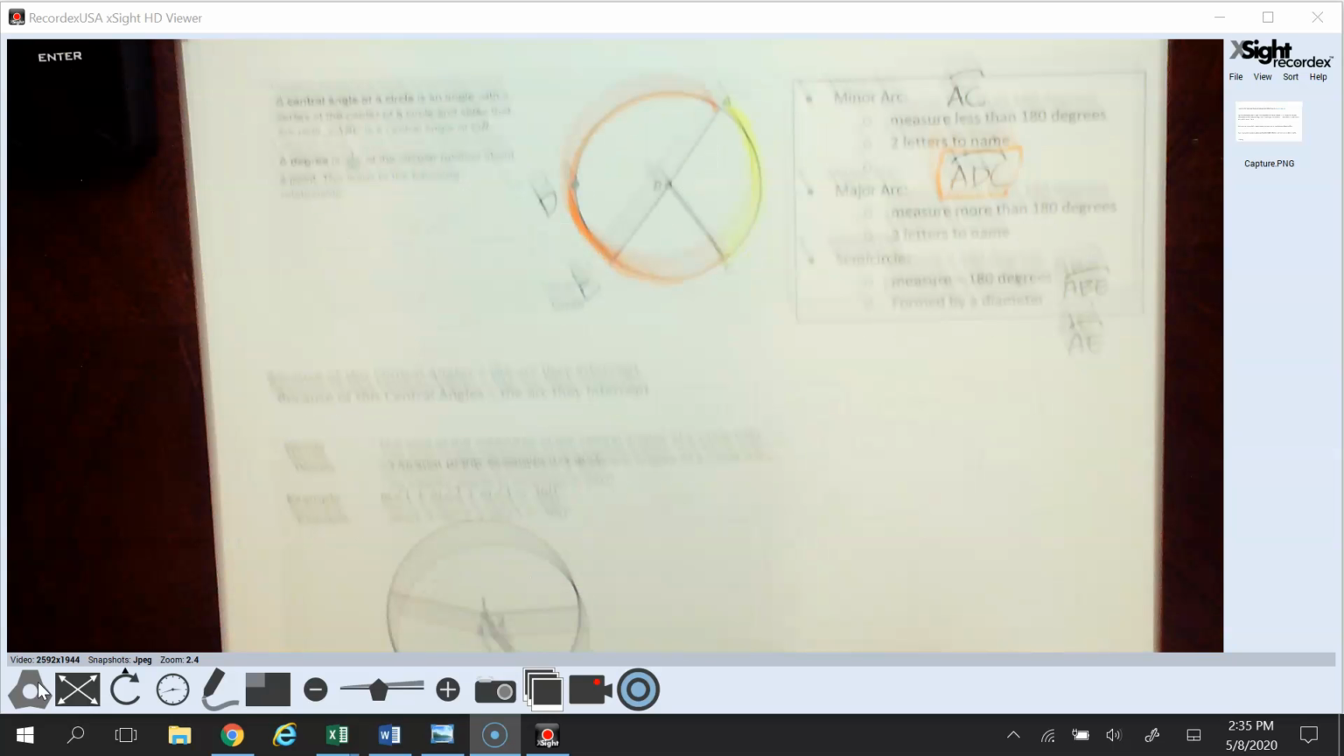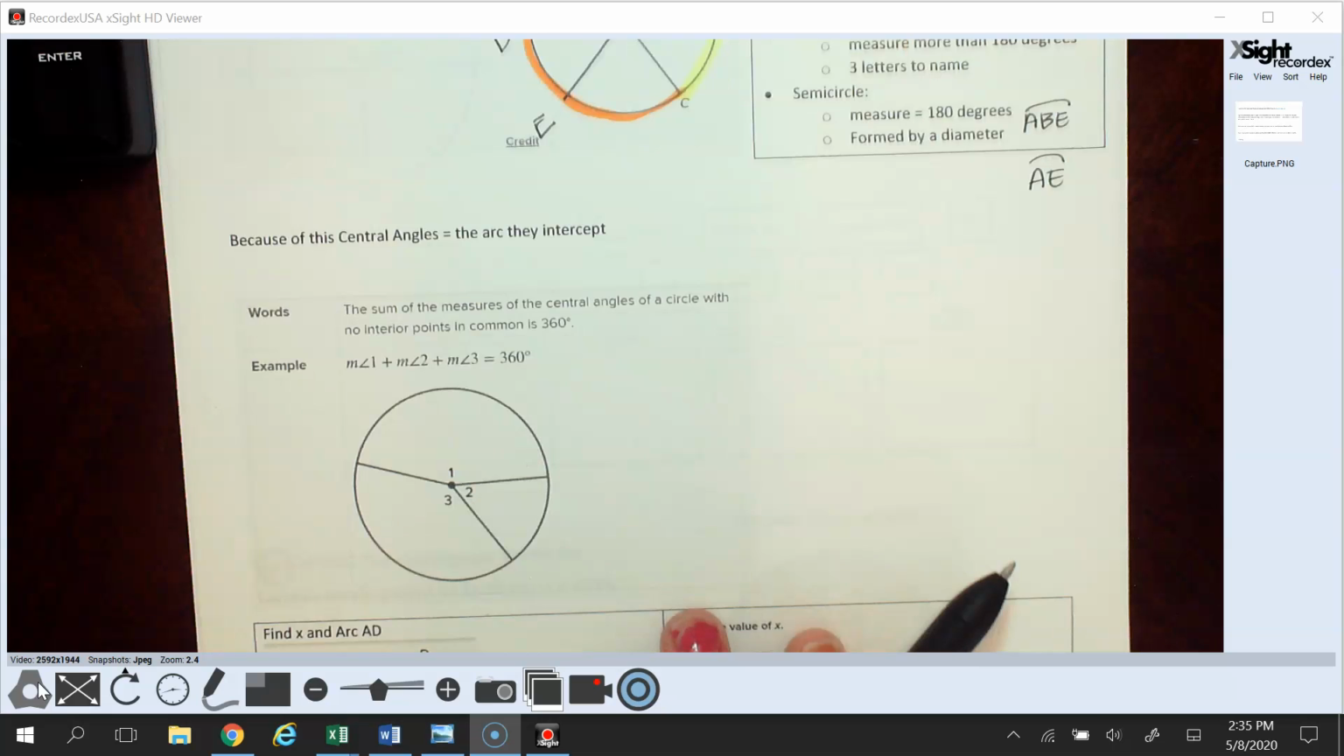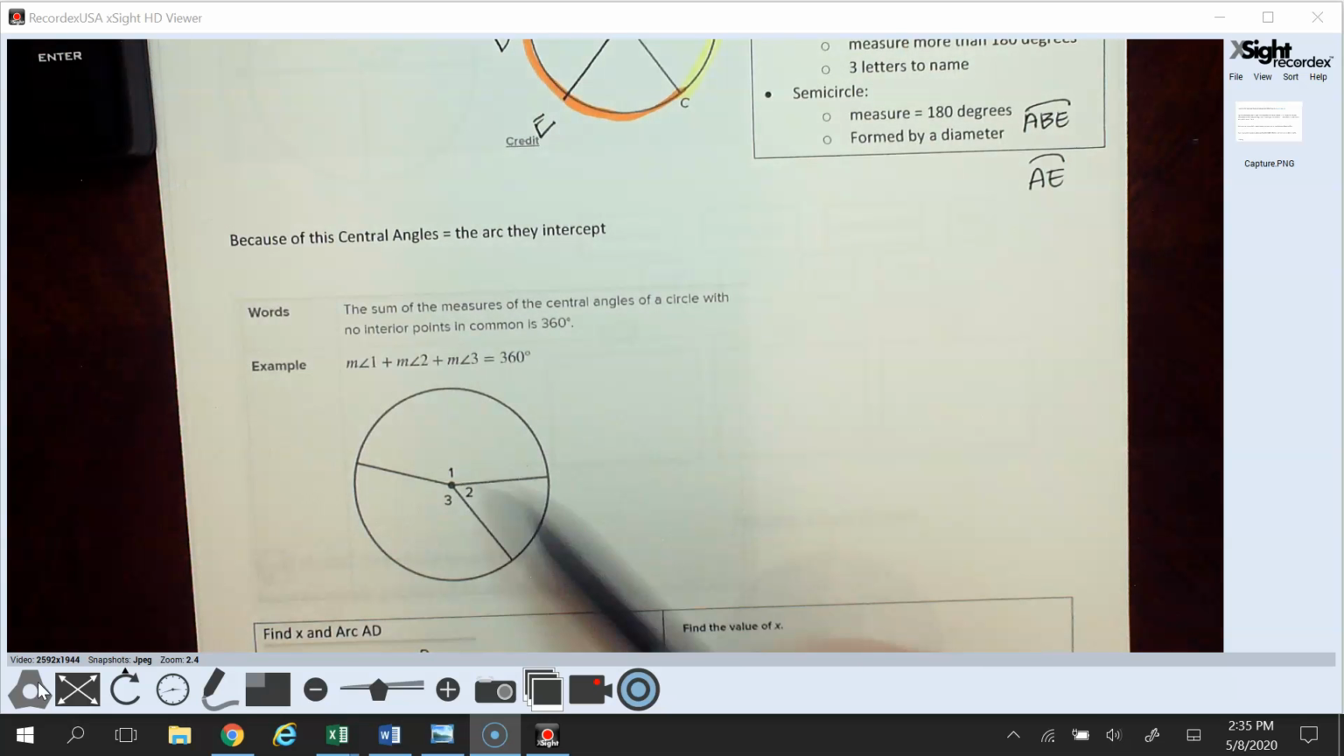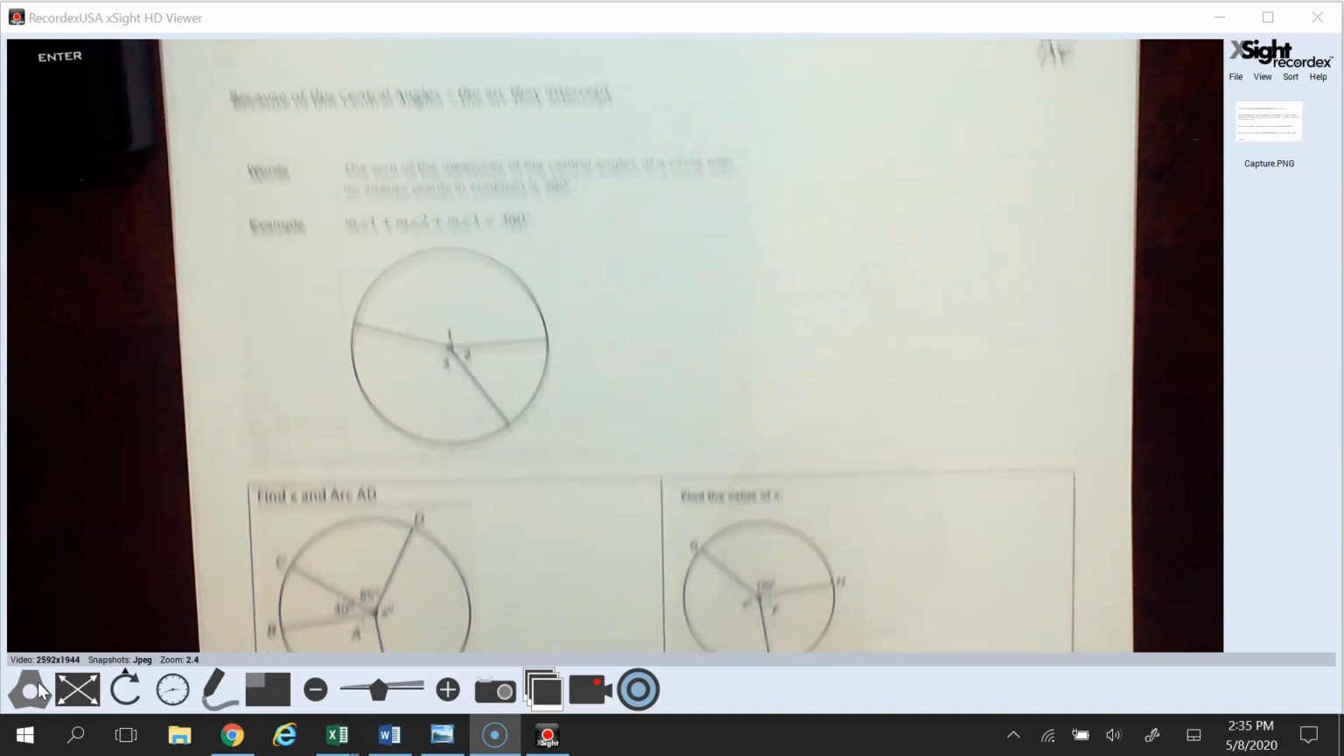Okay, so you can see down here, that's coming into play. We have a complete circle is 360 degrees. Therefore, these three angles have to add up to 360 degrees. So again, we're going to use that principle to find the measure of some angles and then thus find the measure of some arcs.